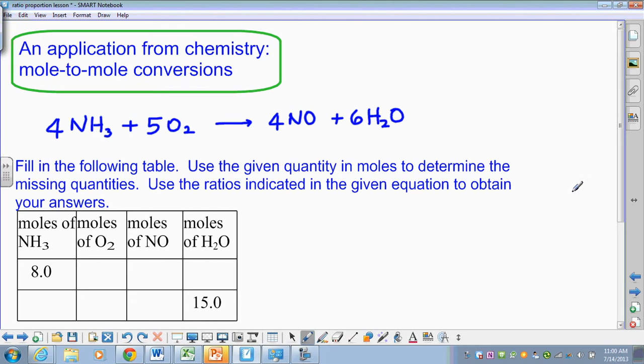So the question is, if you begin with 8.0 moles of ammonia, how many moles of the other 3 substances are you going to need? How many moles of oxygen can react with that? And what will be the resulting nitrogen oxide and water values? How many moles of those will be produced? So please take a moment to try this on your own first and then come back and check our answers.